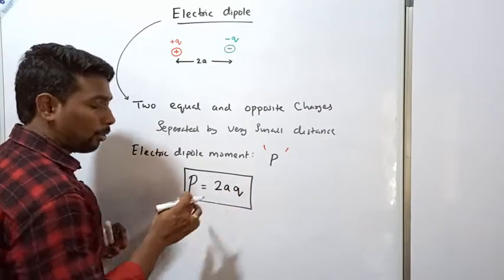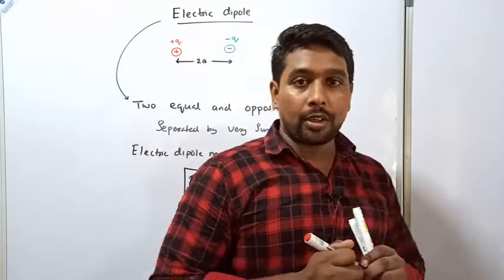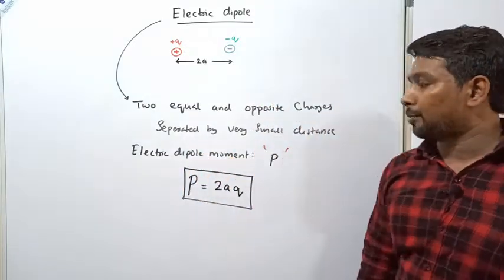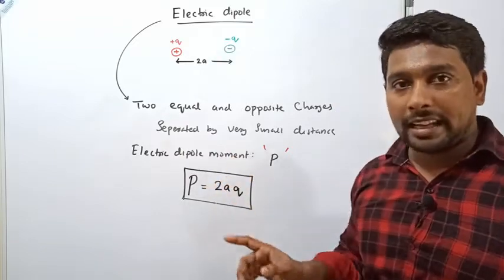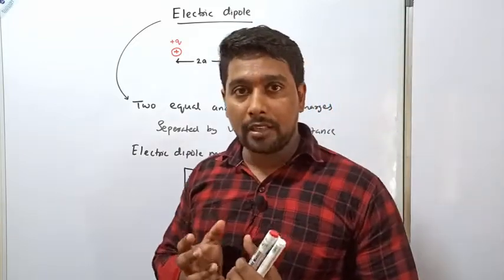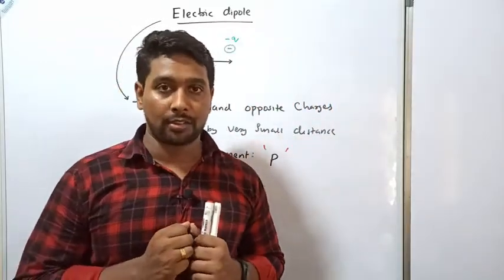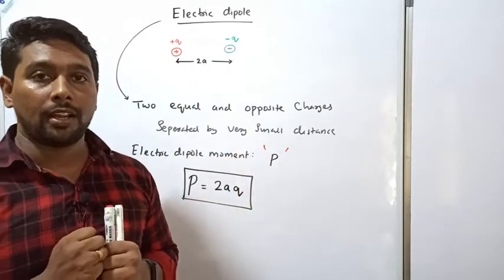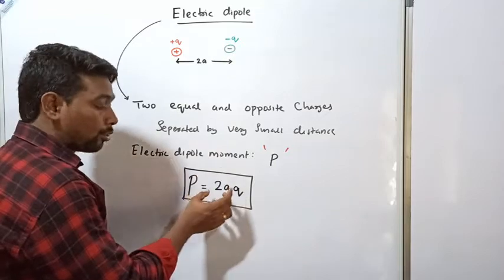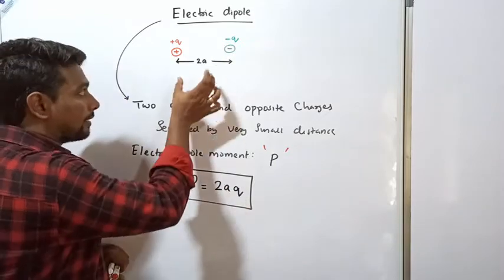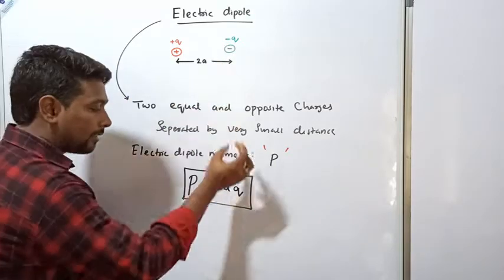Then what do you mean by electric dipole? It is two equal and opposite charges separated by a very small distance. What is electric dipole moment? It itself says about the strength of the dipole. If you want to find the dipole moment, you have to take the product of the distance and the magnitude of the charges.